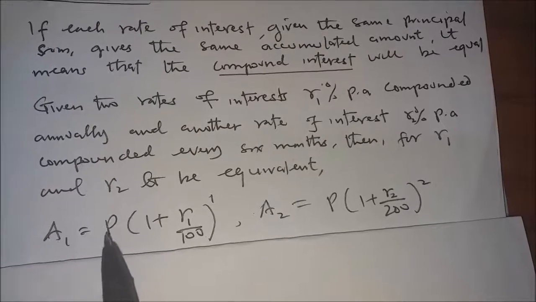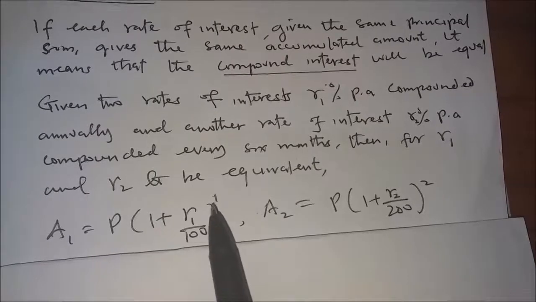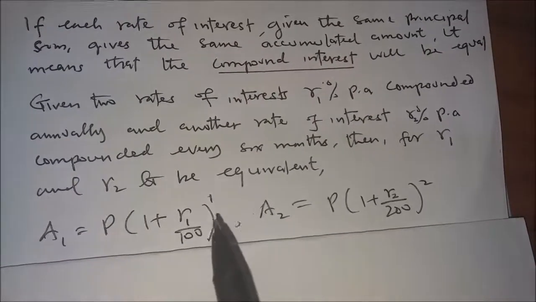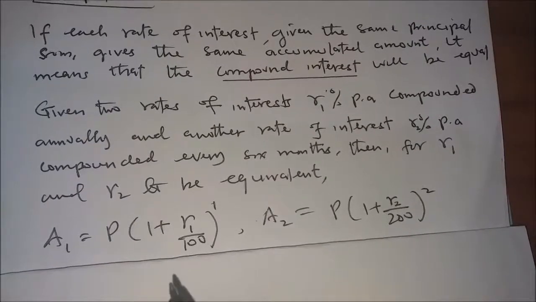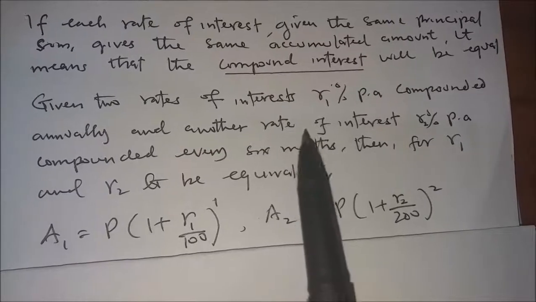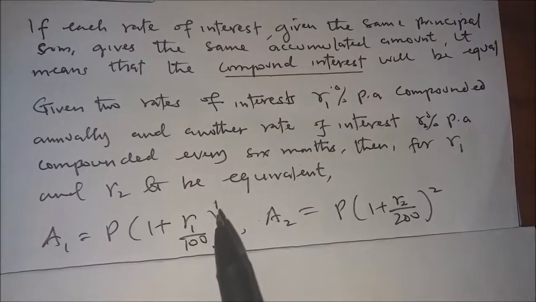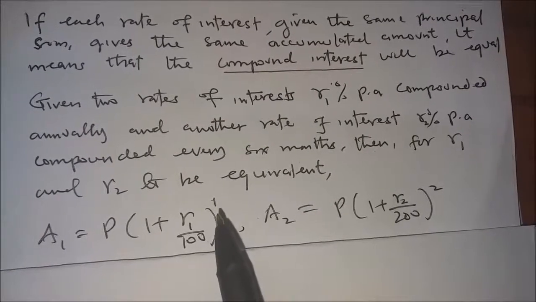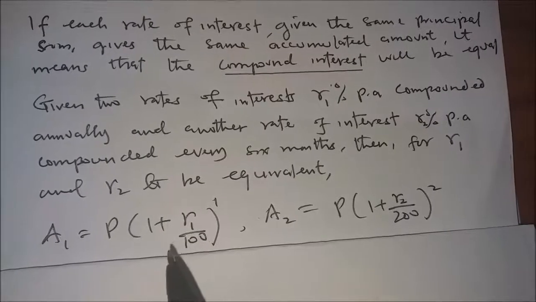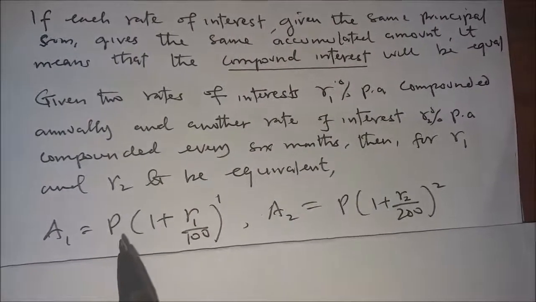A1 is P into 1 plus R1 over 100 raised to 1, because it is compounded annually, so I want to compare them in 1 year. So in 1 year, this rate of interest is compounded once, so we will have 1, that's the frequency. So this is the amount under R1% per annum with principal P.